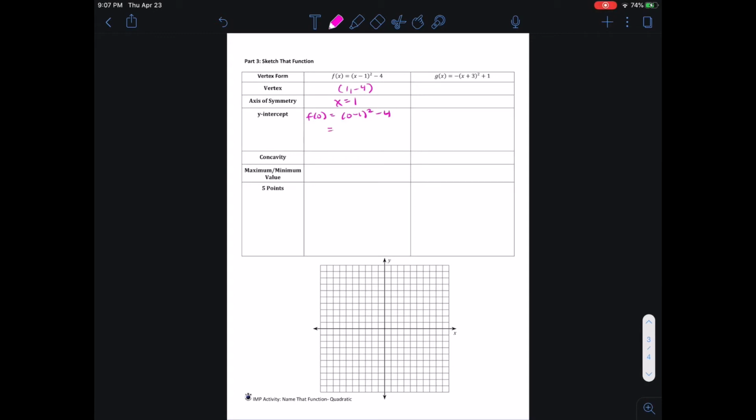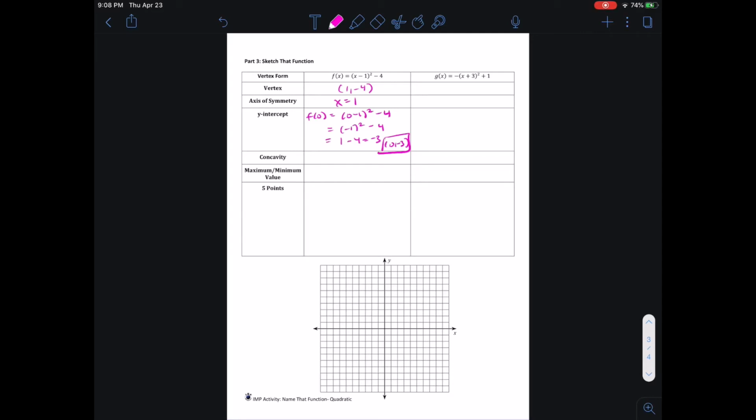Here we're going to do order of operations, right? 0 minus 1 is really -1. You want to do what's inside the parentheses first. And then from there, you're going to do exponents next, which is -1 times -1, which is +1. And 1 minus 4 gives me -3. And so my y-intercept here is just 0, -3.